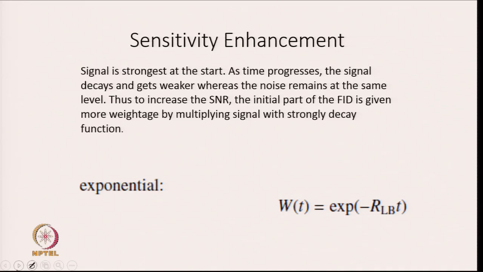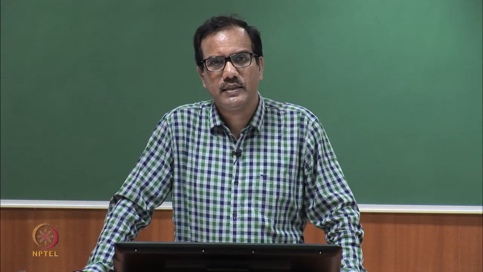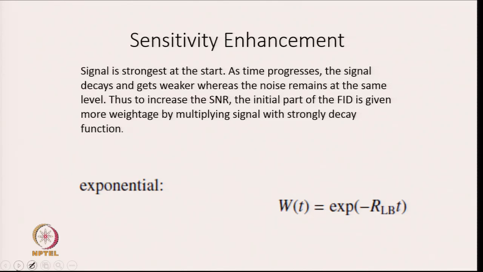Now, we know that the signal is strongest at the start, and as time progresses the signal decays and gets weaker, whereas noise remains at the same level. So, there is another thing which we can do for increasing the SNR, or signal to noise ratio, that is we should give more weightage to the initial part of the FID. And the way we can do this is that we multiply by a function which strongly decays with time.